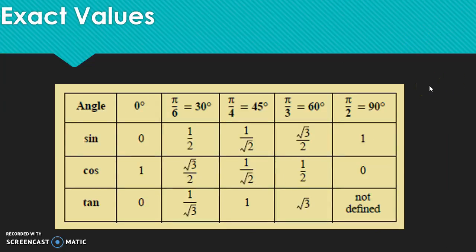So from those triangles we can come up with a table like this. Sine of 30 is a half, sine of 45 is 1 over root 2, and sine of 60 is root 3 over 2. Need to know these. Again, write those in your books, learn them.